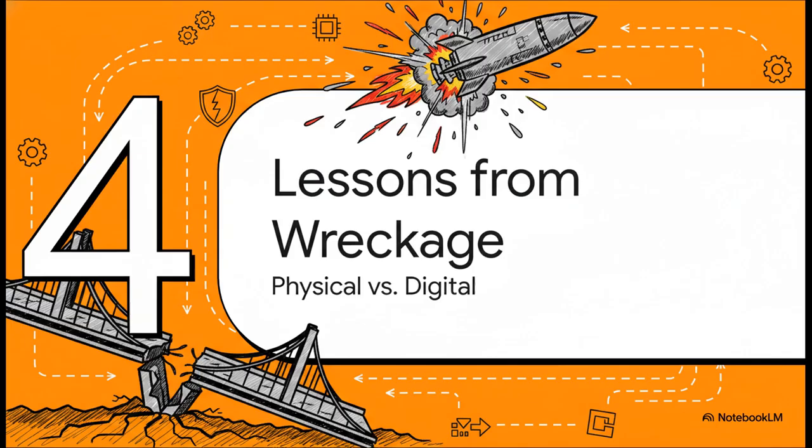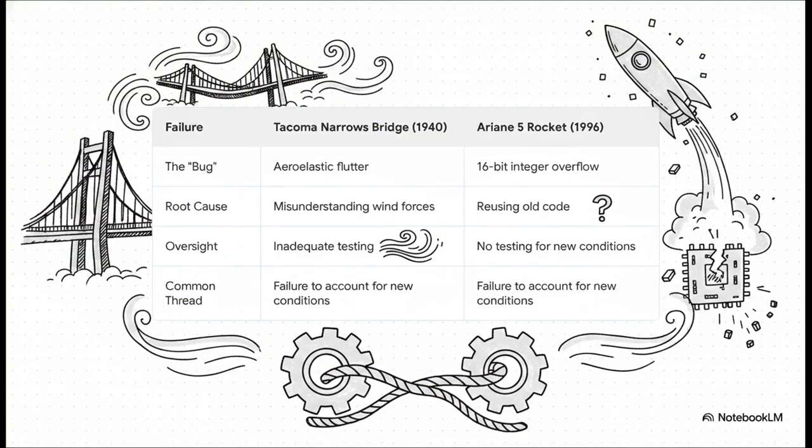Okay, so we've got a collapsed bridge and an exploded rocket. What is the connection here? This is where our study guide really comes together, as we look at the lessons we can learn from both physical and digital wreckage. And this is where it all just clicks into place. The specific bug was different, sure. One was aeroelastic flutter, the other was a 16-bit integer overflow. But look deeper. The root cause for both was a fundamental misunderstanding of the new environment they were in. The key oversight? Inadequate testing for those new conditions. It is the exact same mistake, just repeated 56 years later in a totally different field. This isn't just a coincidence, folks. It's a fundamental pattern of engineering failure.